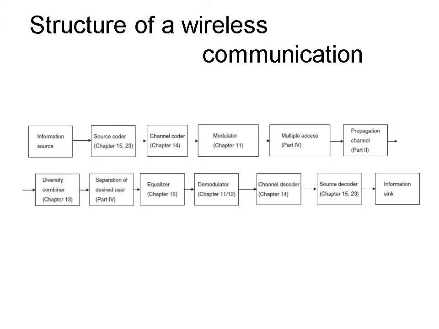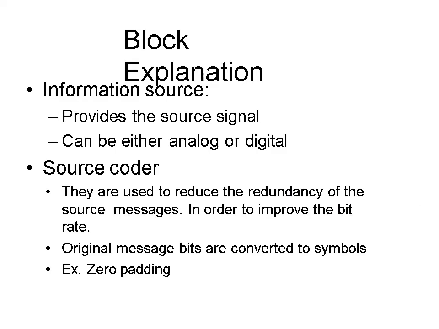So first we are going to see the structure of your wireless communication. Here is the block diagram and structure of your wireless communication. So we can see the block diagram in detail. The information source provides the source signal, which can be either analog or digital. The source coder is used to reduce the redundancy of the source messages in order to improve the bit rate. So the original message bits are converted to symbols here.